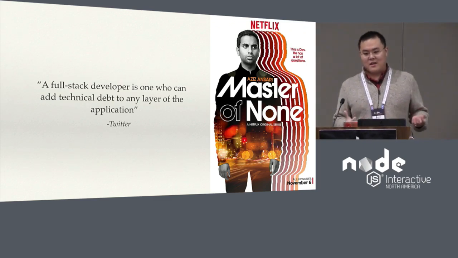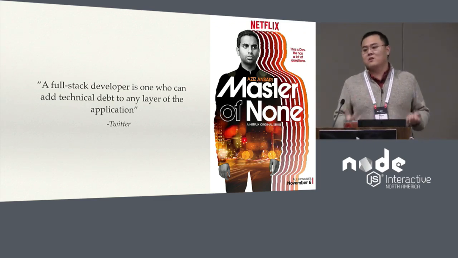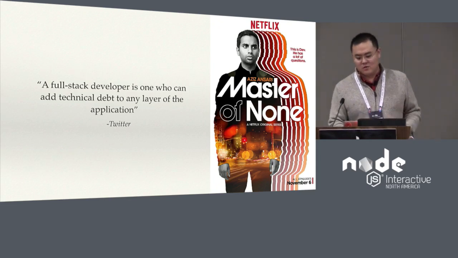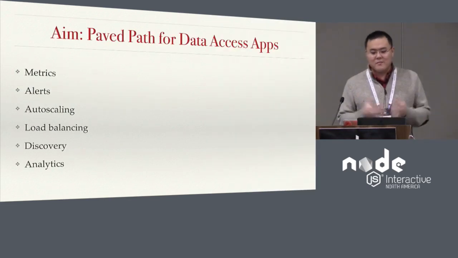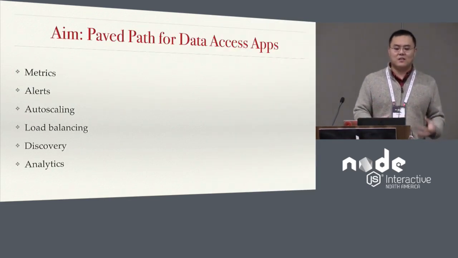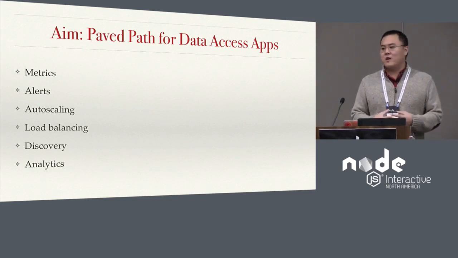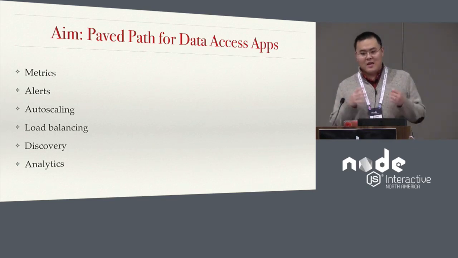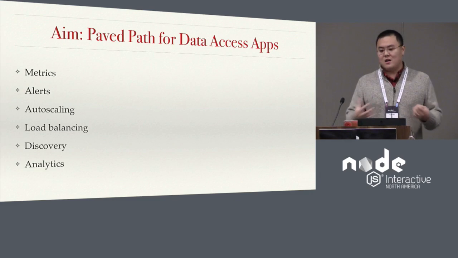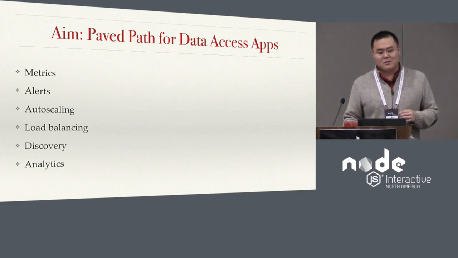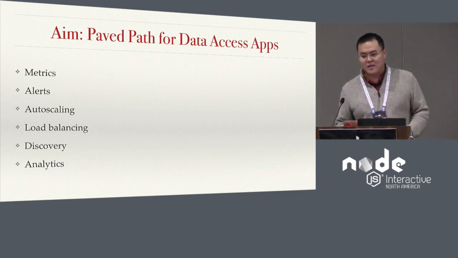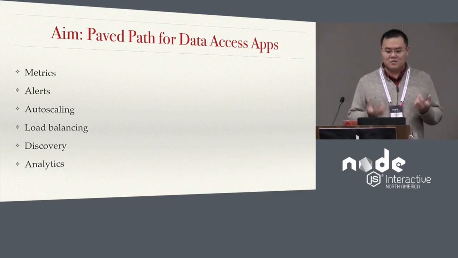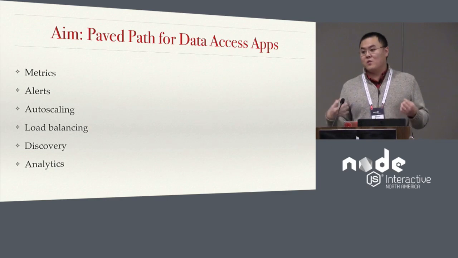So they don't care about that. We want them to do what they're good at, which is writing really awesome reactive user interfaces. So our aim here was to provide a paved path for these data access apps, right? We have a great set of subsystems on Netflix that lets you run reliably and availably any services at scale, right? And our job is to provide a platform on Node that provides full integration with all the Netflix subsystems. So that's things like metrics, alerts, auto scaling, load balancing, service discovery, analytics, all this stuff that we already have at Netflix.